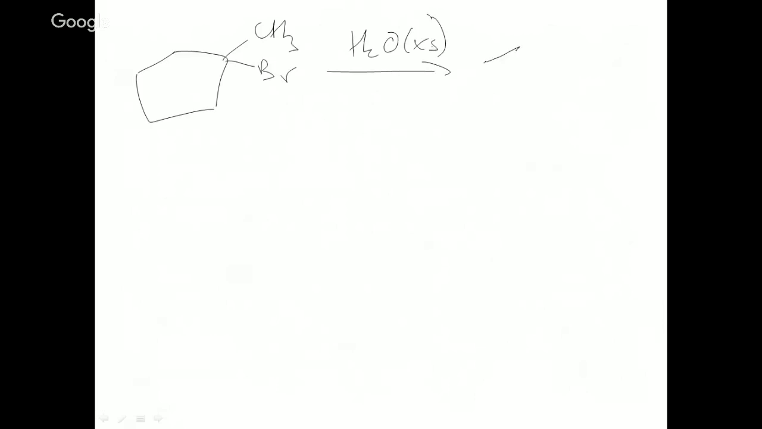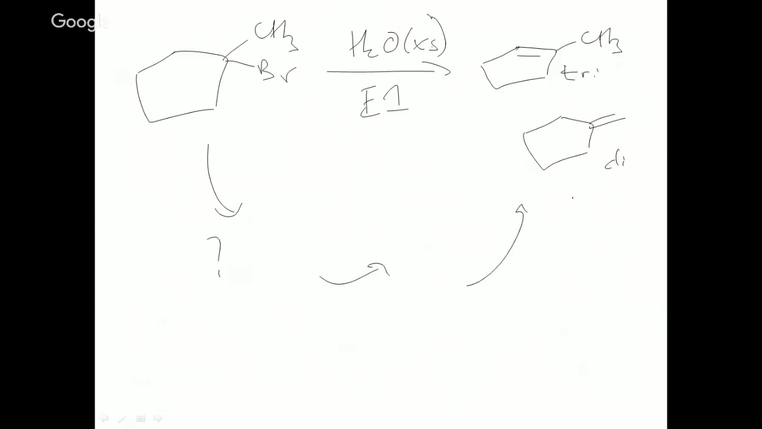All right, so let's look at one more mechanism just to review. H2O, excess. Doesn't really matter if it's excess, actually, but whatever. There's 2 possible products. What I'm going to do is give this as a take-home mechanism. You can get the tri or the di substituted. So work through the mechanism. It's E1, so I'm telling you what the intermediate is. Work through that. And maybe we'll go over it in class or whatever.